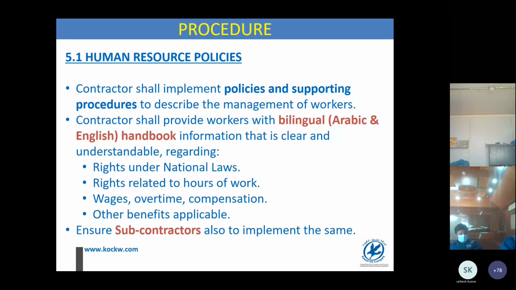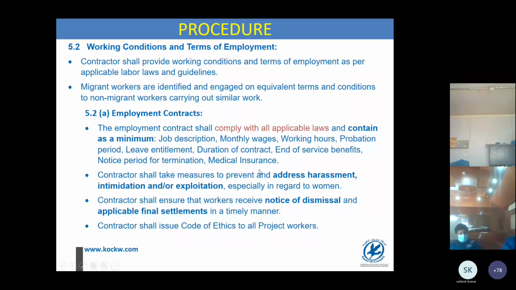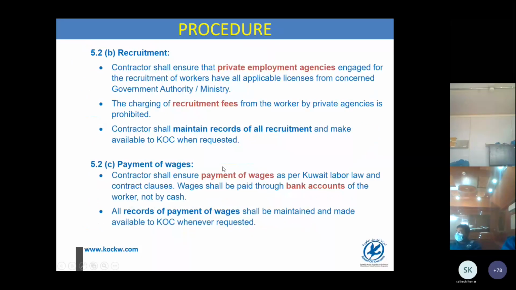What this handbook should consist of: rights under the national laws, rights related to hours of work, wages, overtime, compensation, other benefits, and also ensure that subcontractors also do the same, and working conditions should be there, employment contract to comply with the applicable laws, all these things should be there, as part of the working conditions in terms of employment.